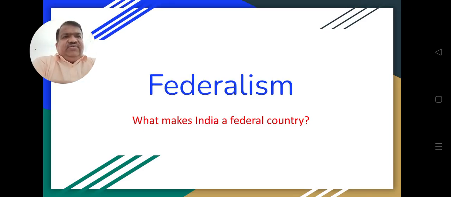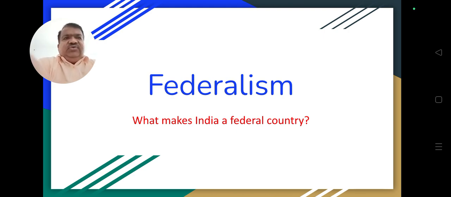Good day, friends. Today we will try to understand the chapter Federalism. In that, what makes India a federal country? This is one of the interesting topics which we need to understand.